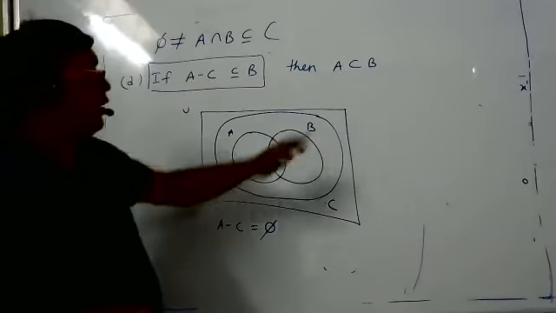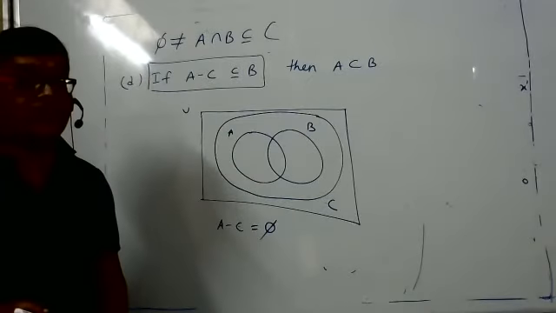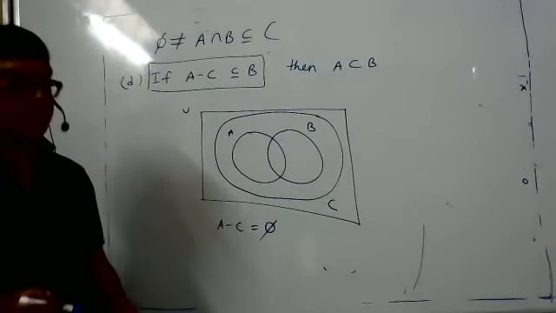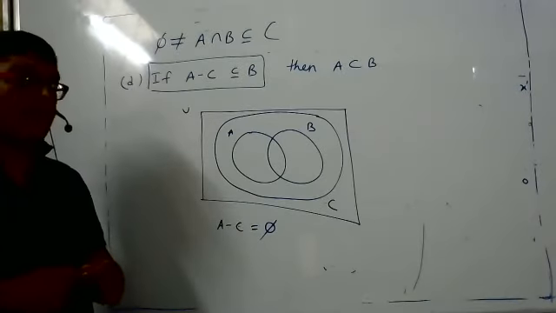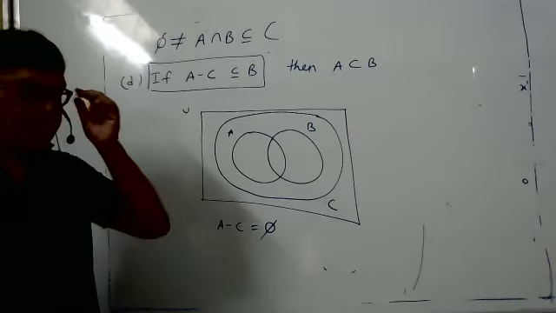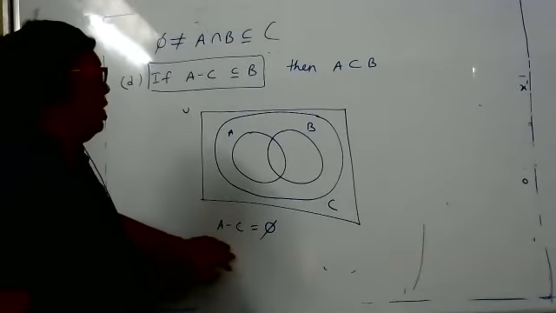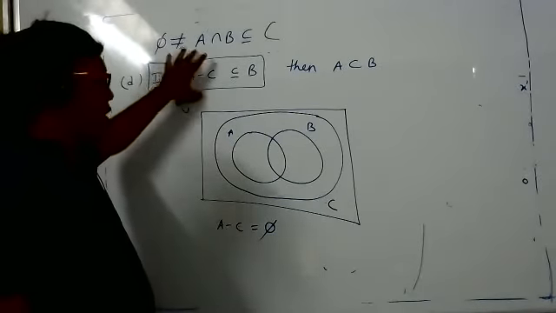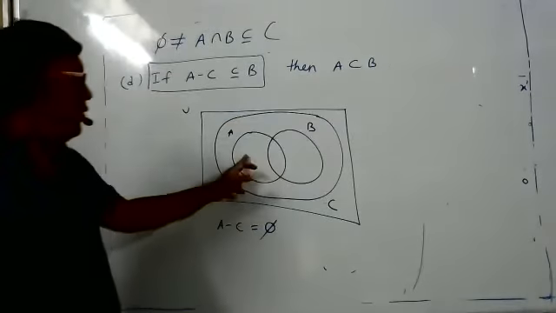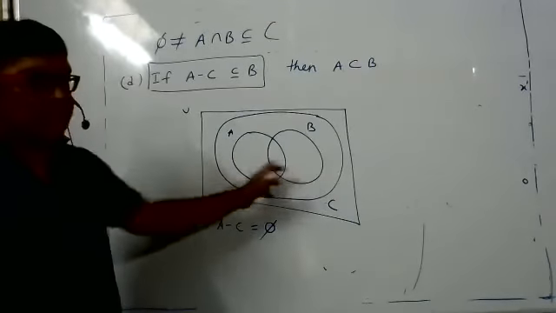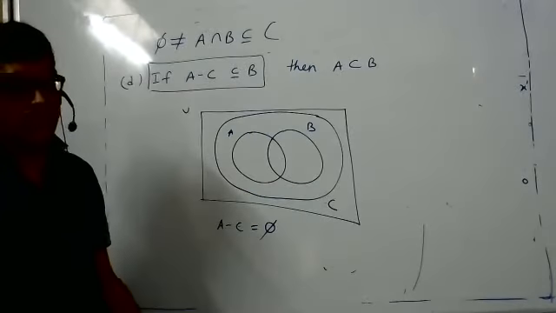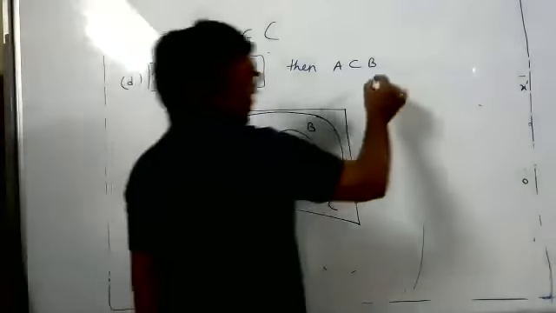Sir, how can you say the null set is a subset of B? The null set is a subset of all sets, student. Now tell me, the first condition is satisfied. So can you say A is a subset of B? No, sir. That's why this is false. This is the only false one.